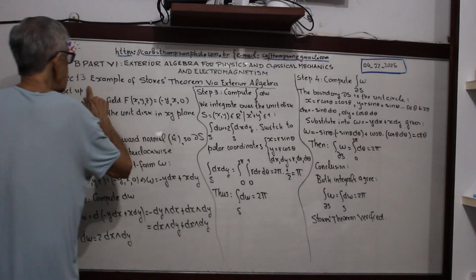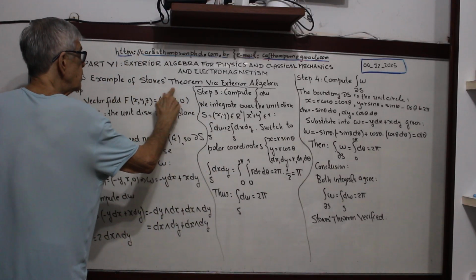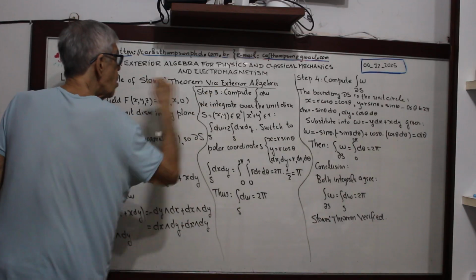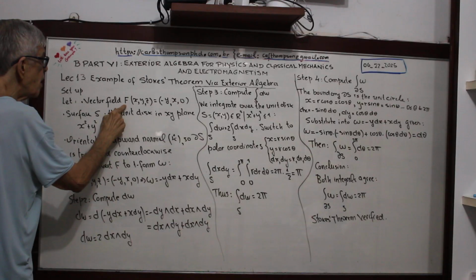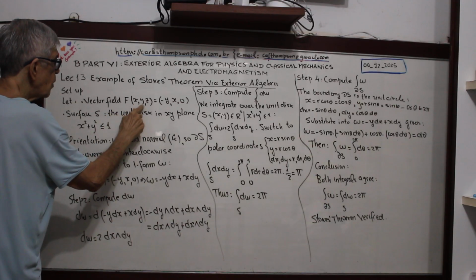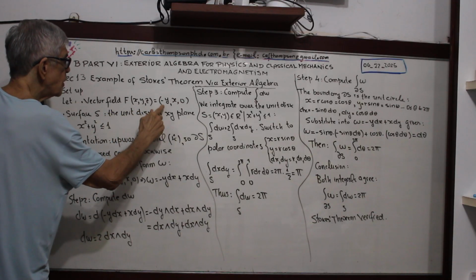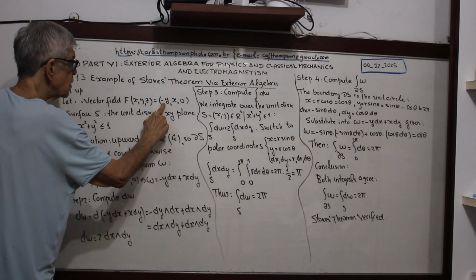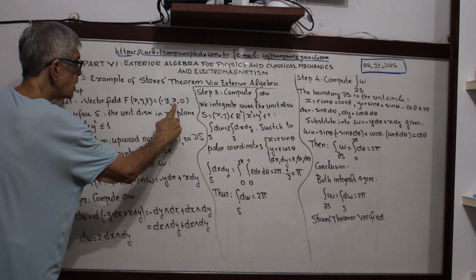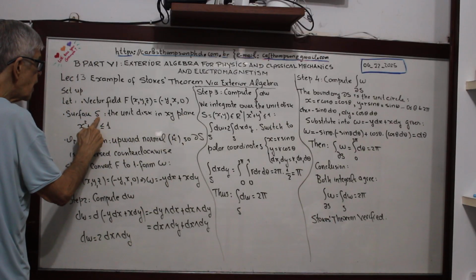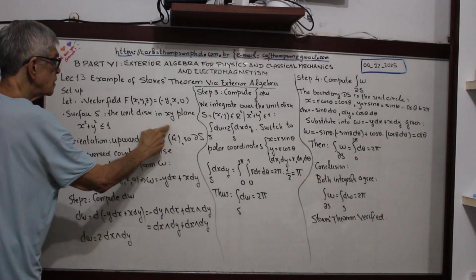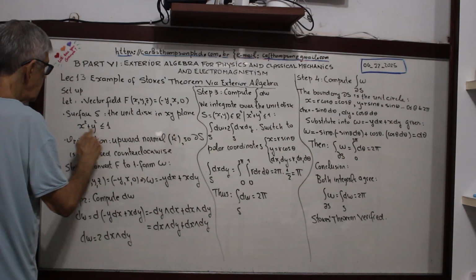Lecture 13, example of Stokes Theorem via exterior algebra. Now set up: let vector field F be given by x, y, and z. The components are F1 is minus y, F2 is x, and F3 is 0. The surface S is the unit disk in the xy plane.